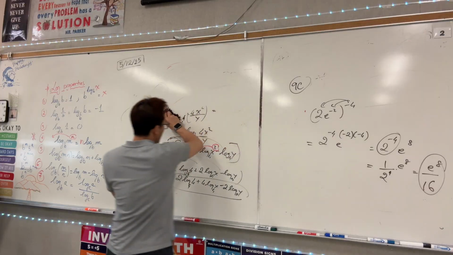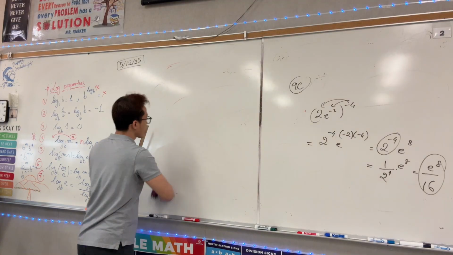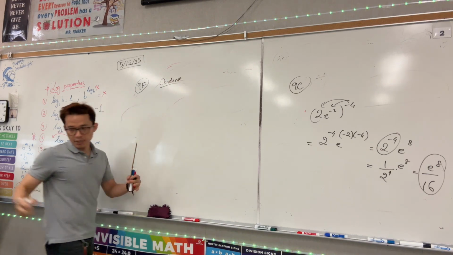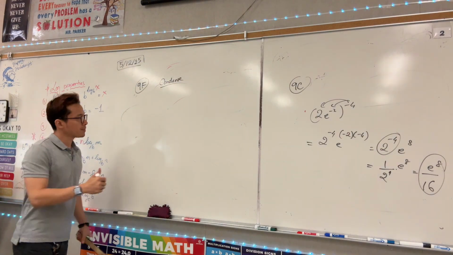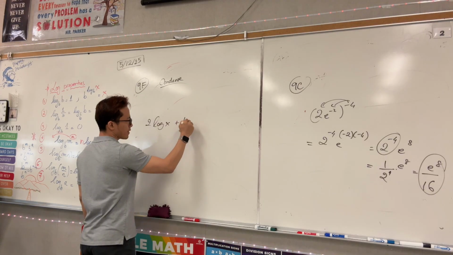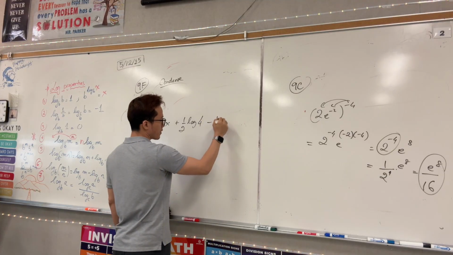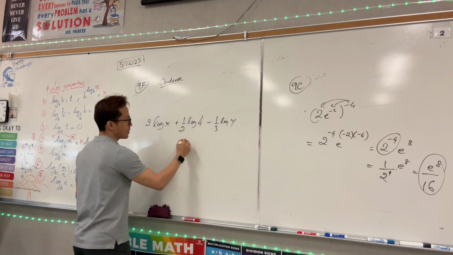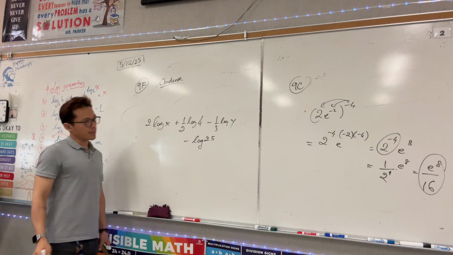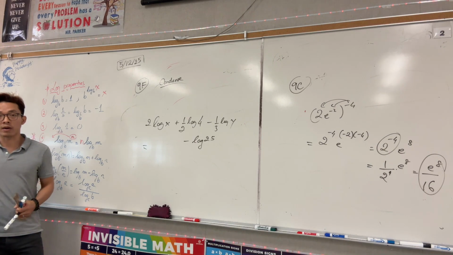Okay, 9F is when you go backward. I give you a long one, and you condense it into just one log. The word condense means you pack them, you make them small. So we have log 2x plus 1/2 log 4 minus 1/3 log y minus log 25, for example. You're going to condense them into only one log.